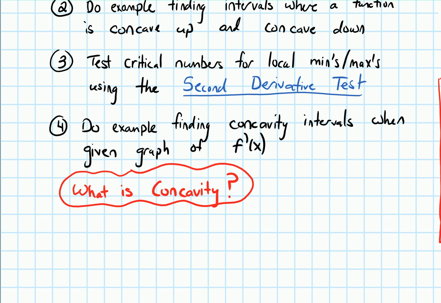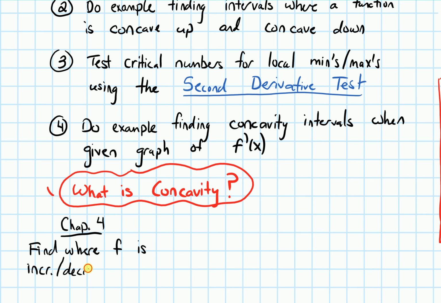In this video, we will talk about what concavity is. Okay, so to motivate this topic, let's remind ourselves that back in chapter 4, when we talked about derivatives, one of the things that we did was we tried to find where a function f is increasing and decreasing using the derivative. So when the derivative is positive, that's where the function is increasing. And where the derivative is negative, that's where the function is decreasing.